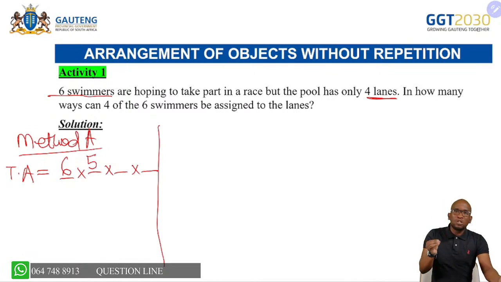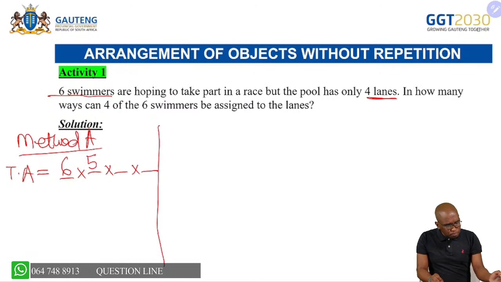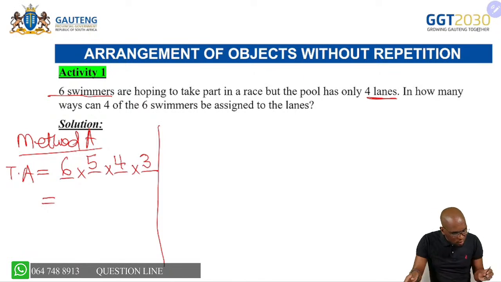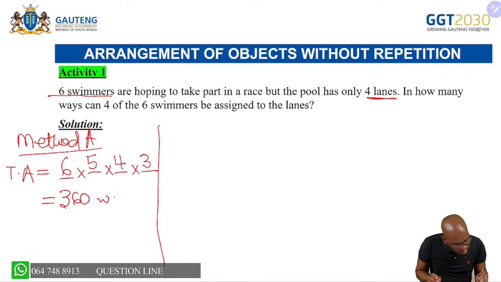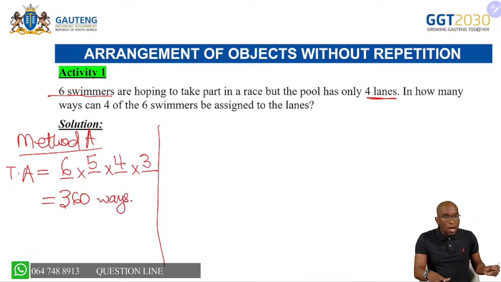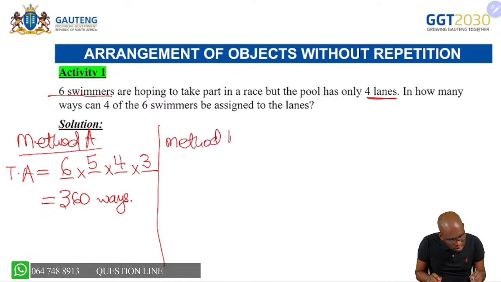But remember, the counting principle is concerned about the number of options that we have. Now, for the third position, we are going to have 1 less swimmer as well, 4, and then 3. Now, if you multiply 6 times 5 times 4 times 3 using our calculators, we get 360 ways. Alternatively, we can make use of method B, which speaks to rule number 2, where we can use the permutation.